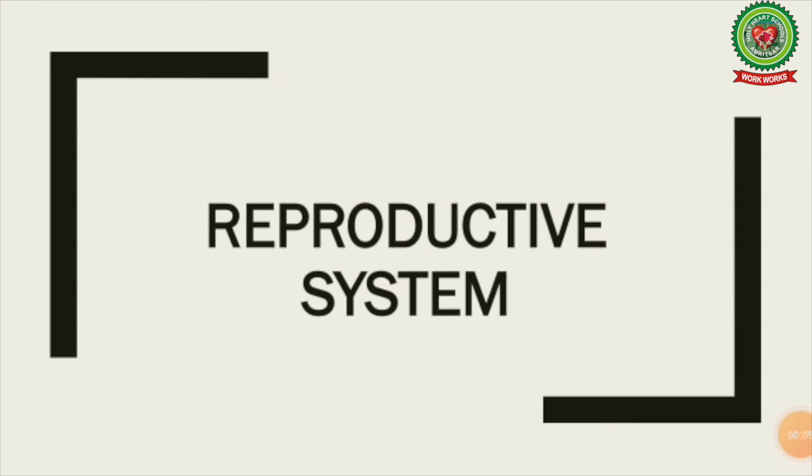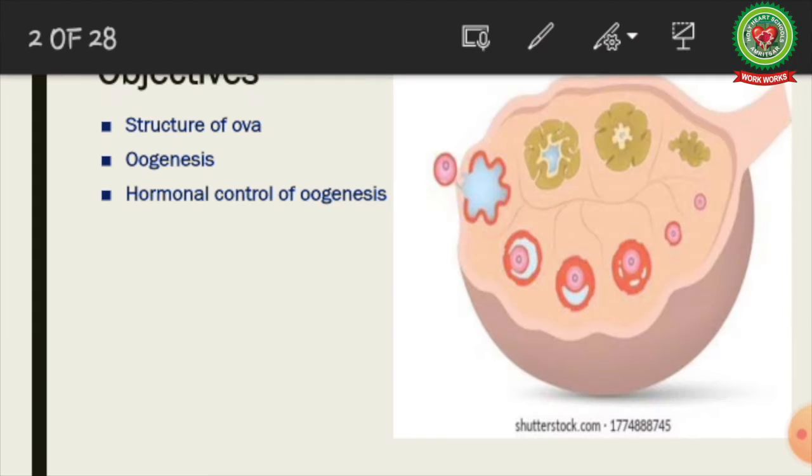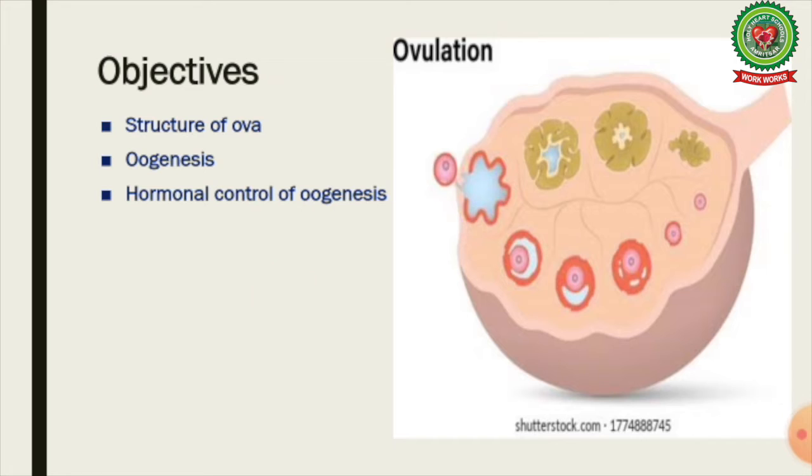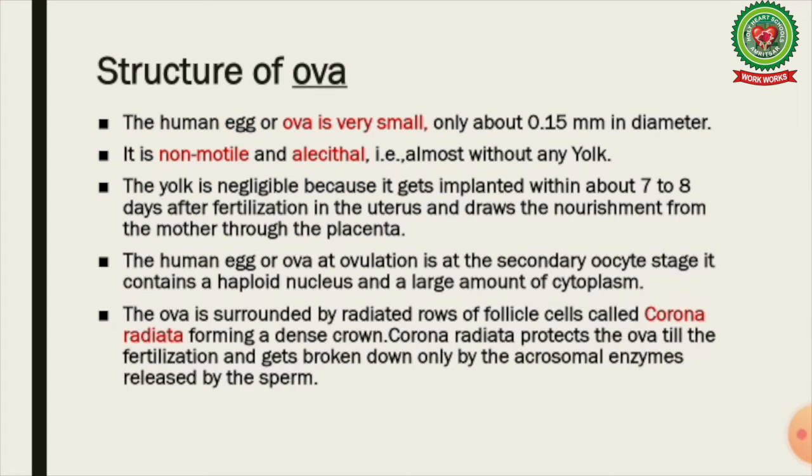This video is in continuity with the previous video of chapter Reproductive System. The objectives of this video are structure of ova, oogenesis and hormonal control of oogenesis. First, we are discussing structure of ova.